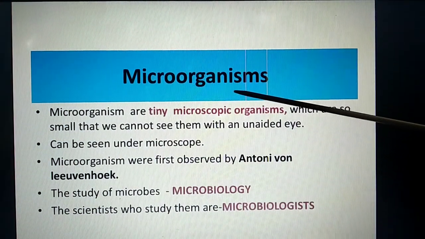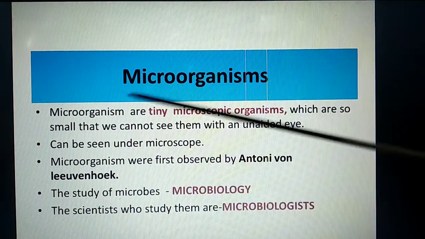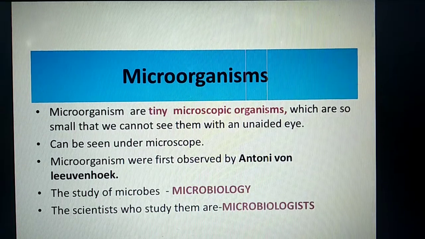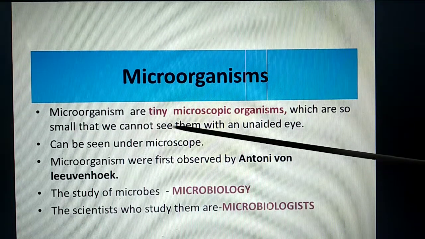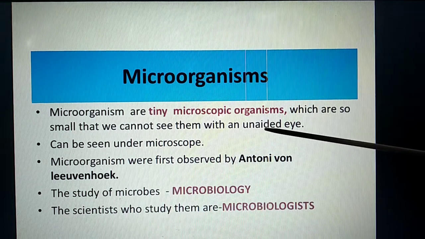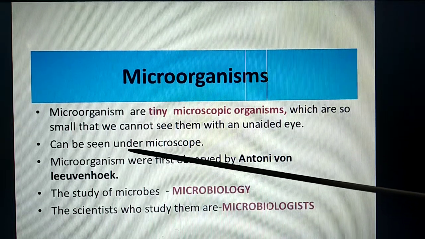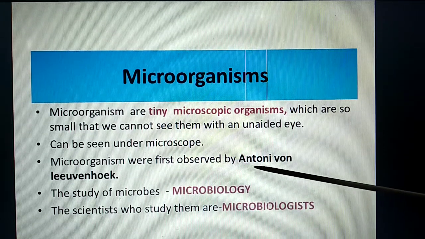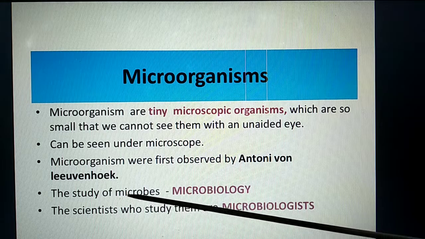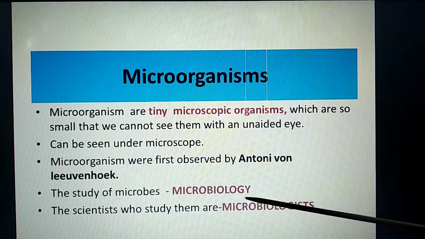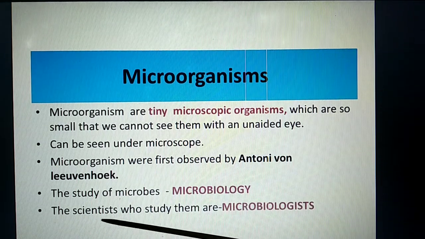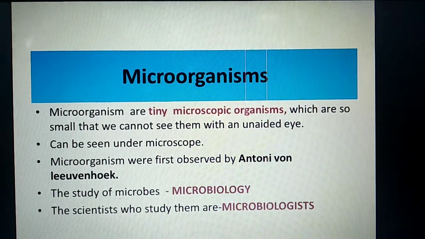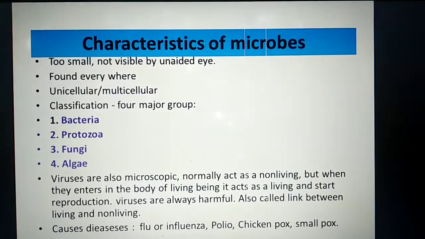Microorganisms, this is the first topic of the chapter. What are microorganisms? Microorganisms are tiny microscopic organisms which are so small that we cannot see them with the naked eye, with the unaided eye, and we can see them only under the microscope. Microorganisms were first discovered by Antony van Leeuwenhoek, and the study of microbes is called microbiology. The scientists who study them are called microbiologists. Is it okay? Then see next.